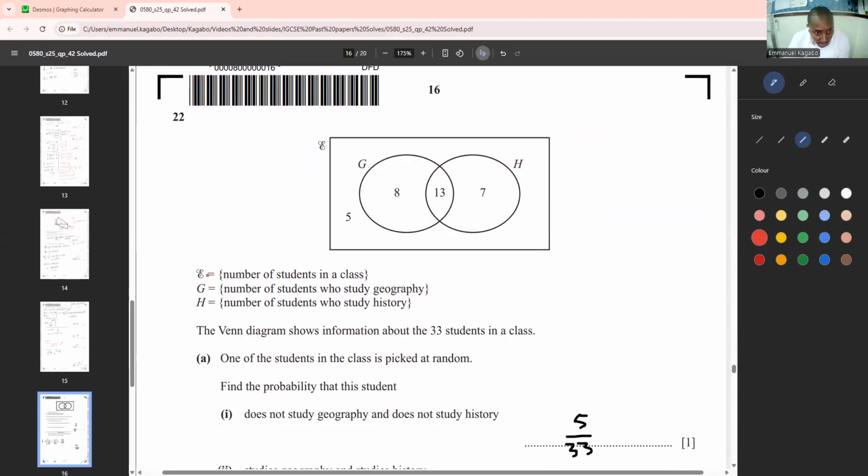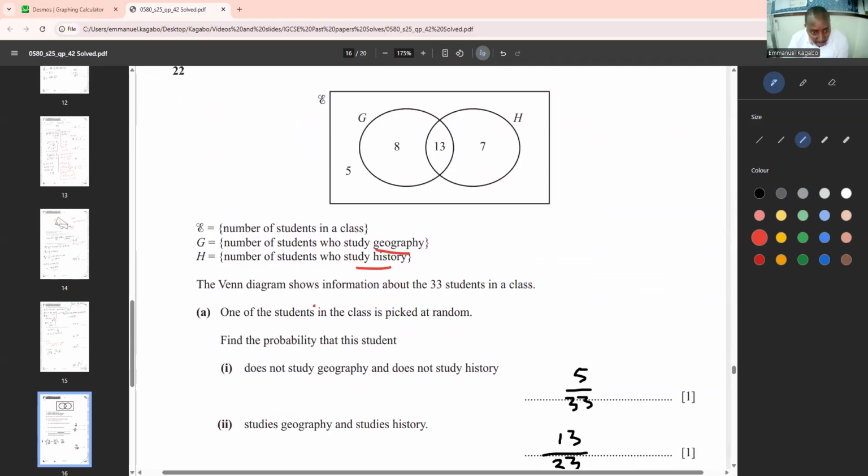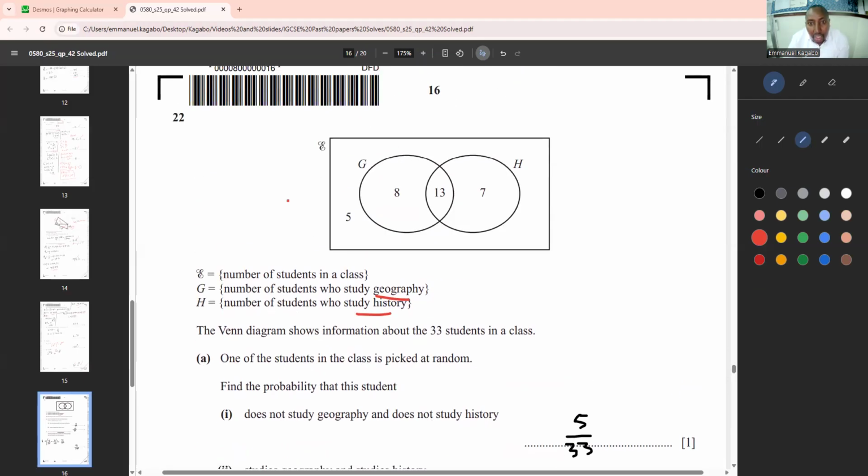The universal set is everything in the set. G, number of students who study geography. H, they study history. One of the students in the class is picked at random. Find the probability that this student does not study geography and also does not study history. So these are the people who study geography and history. Who are the people not studying any of that? It's 5. And what's the total? 32. So it's 5 out of 32.